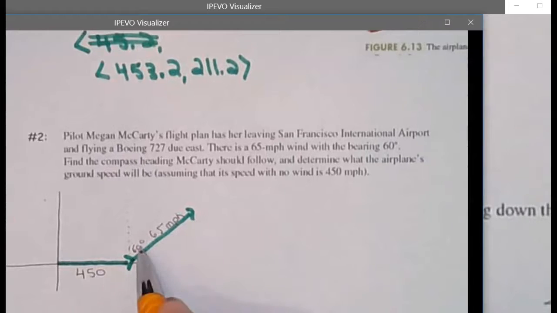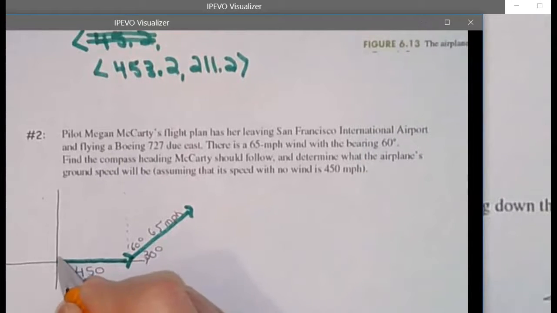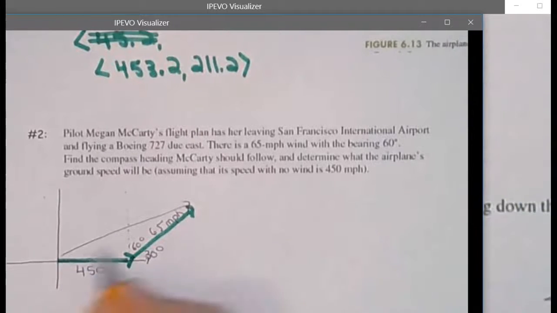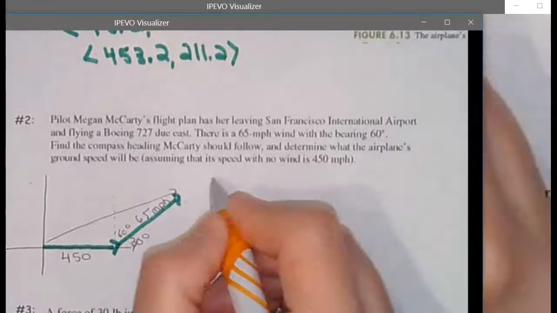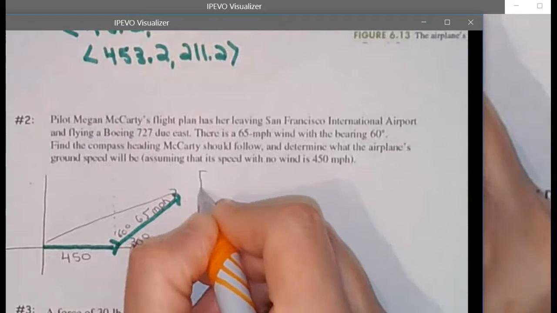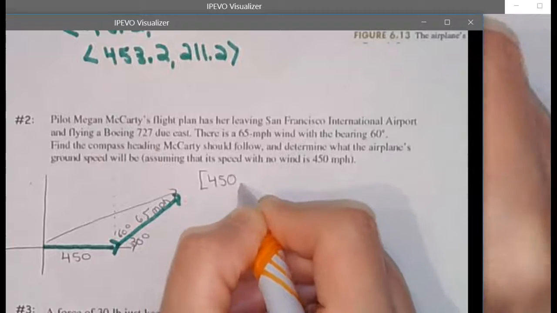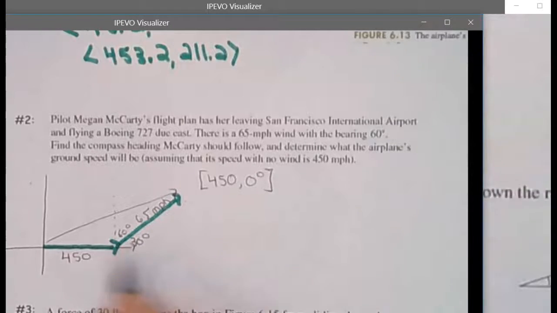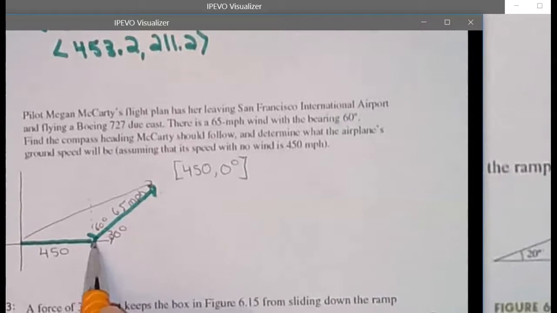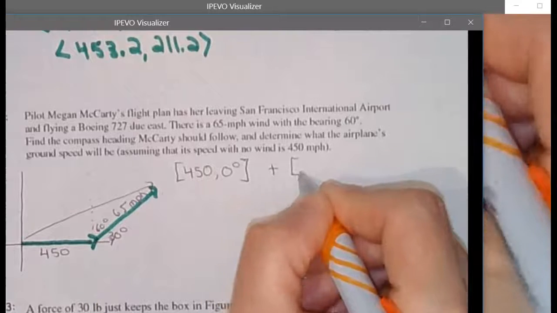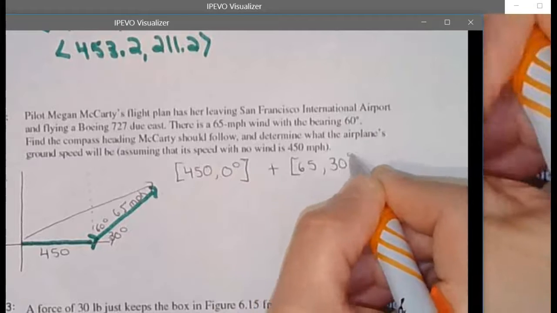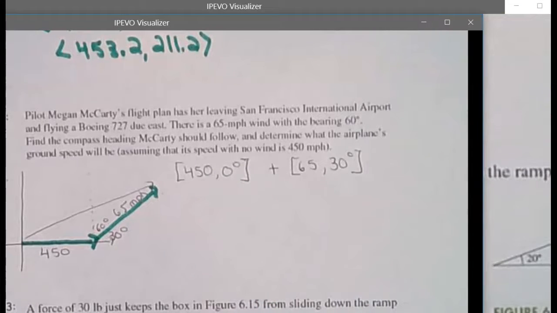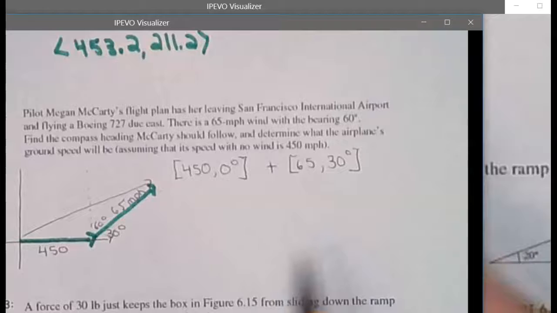So first of all, let's address it. If it's 60-degree bearing, that means we have a 30-degree angle. So what we're really looking for is the resultant vector, which would be from here to here. So let's go right to begin with a vector for the plane. Remember, it is magnitude, comma, the angle, and the angle is 0 degrees with respect to the unit circle. And then let's go write a vector for the wind, which is 65 miles per hour, and its angle is 30 degrees. Now remember, we put in our notes when we're adding, they have to be in component form.